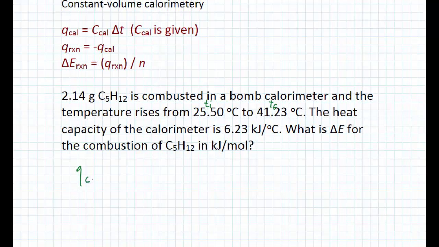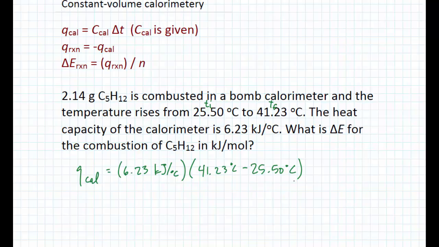Qcal, Ccal, 6.23, and let's keep all the units. This one's already in kilojoules, that's handy. Okay. Ccal times delta T. What do I have to do to get delta T in this one? Yeah, which one minus which one? Yep, so that's your 41.23 minus 25.50.